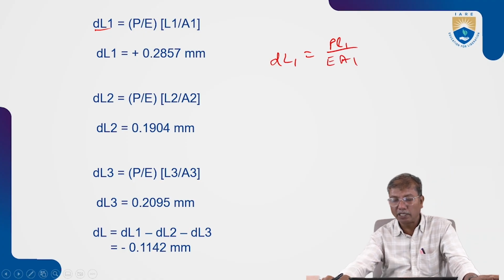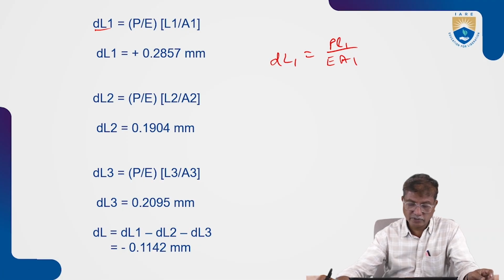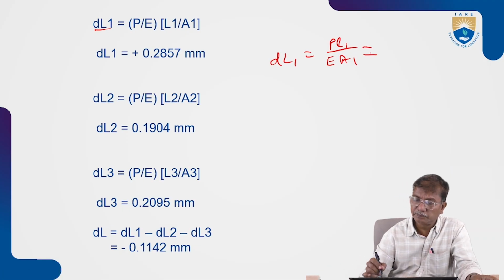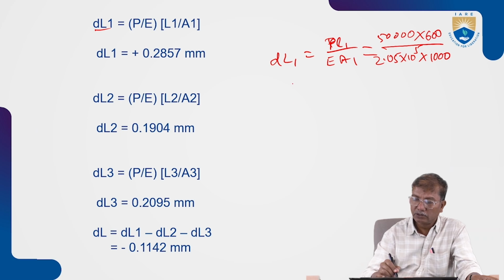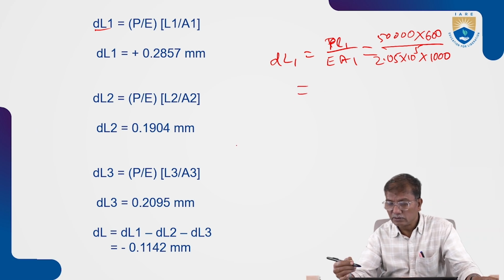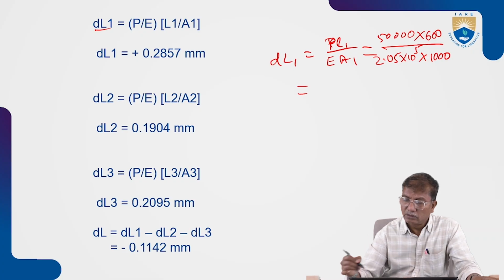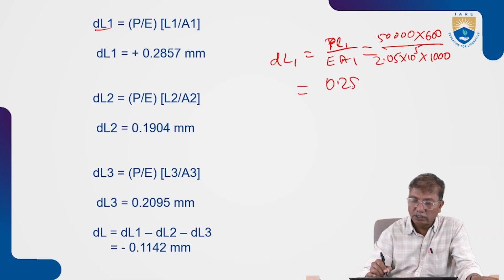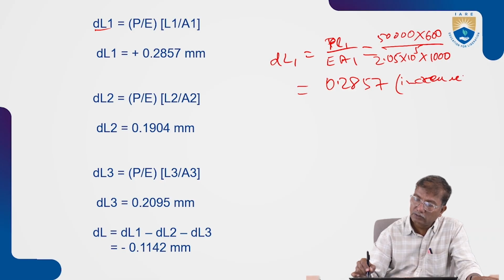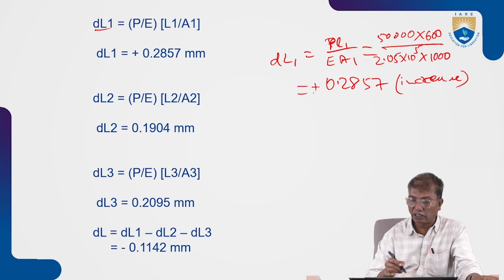PL1 by EA1. Here area is same for all. So P is 50 kilonewtons and length is 600 mm by Young's modulus 2.05 into 10 power 5. Area is 1000. So you will get this equal to 0.2857. This is increase in length. That is positive side, increase in length.